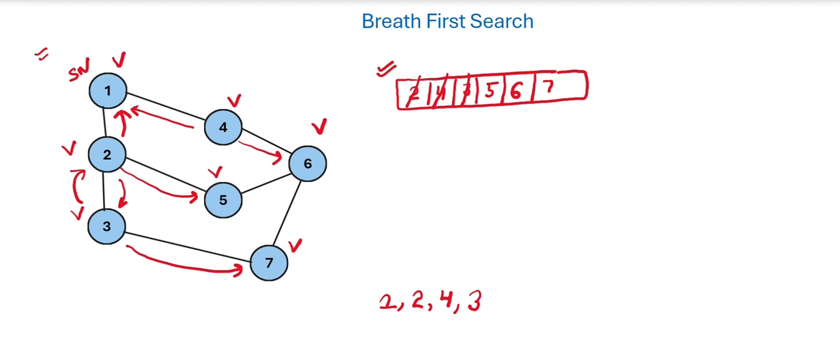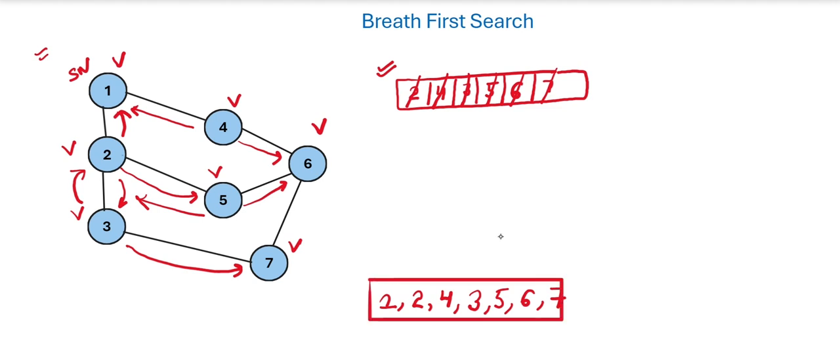From 5 we can traverse to 2 or 6, but both are already visited, so we will not insert any node in the queue, and we'll remove 5 from this queue and add it to this sequence. Same we will do for 6 and 7. So the last sequence of traversed nodes will be this.